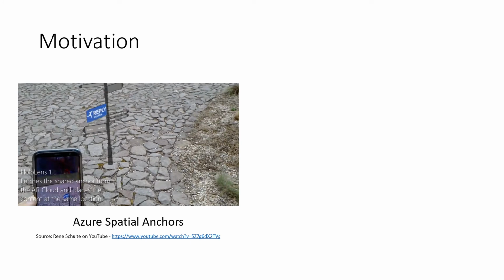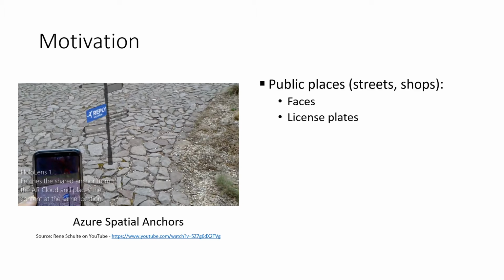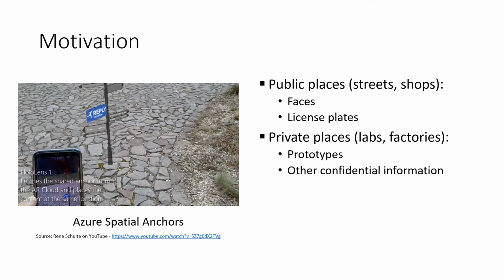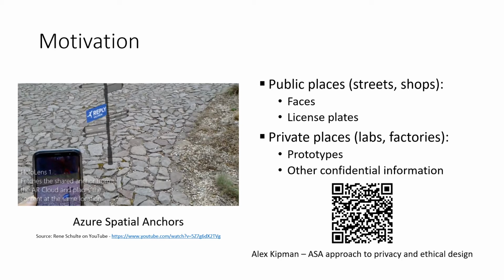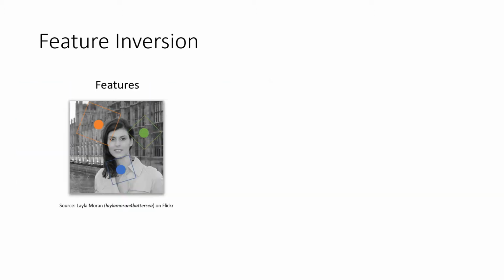The images captured by the user inadvertently reveal private information such as faces or license plates in public places and prototypes or other confidential information in private ones. For this reason, raw images are not uploaded to the cloud. Instead, feature extraction is executed locally, as underlined in Alex Kidman's article regarding privacy and ethical design.